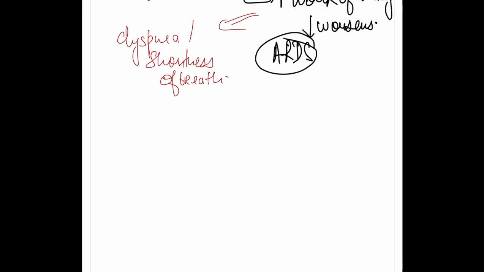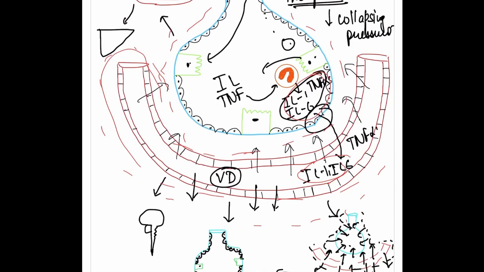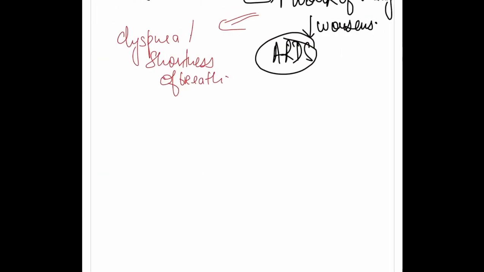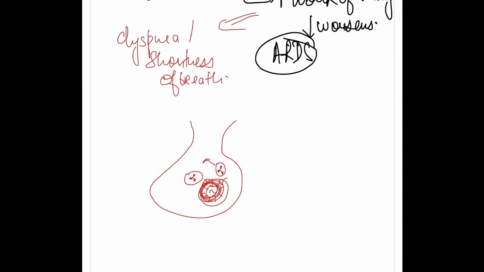Now, as these inflammatory mediators are increased within the alveoli, they also bring in several other neutrophils. This is the alveoli. These are neutrophils. These neutrophils try to phagocytose this virus. So, in order to damage this virus particle, the neutrophil releases reactive oxygen species and proteases. These reactive oxygen species and the proteases damage the alveolar cells.